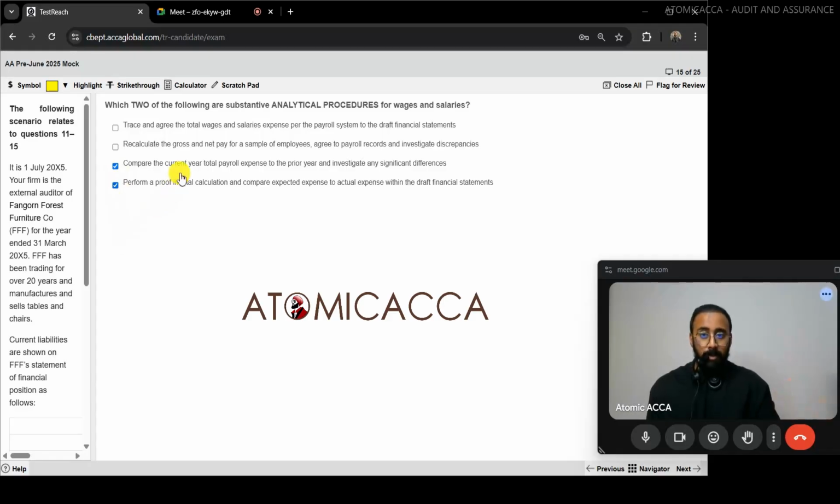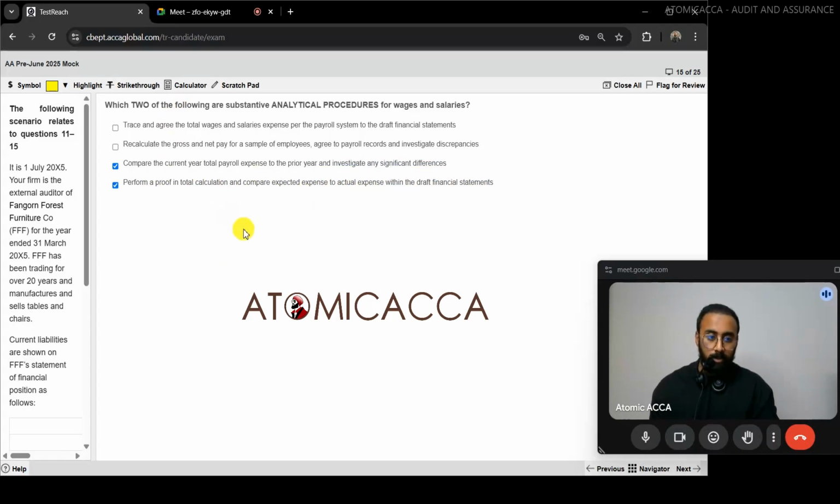Compare the current year total expense to prior year and investigate differences. So you're comparing two similar records, last year's expense and this year's expense. Perform a proof in total calculation and compare the expected expense to actual expense with the draft FS.